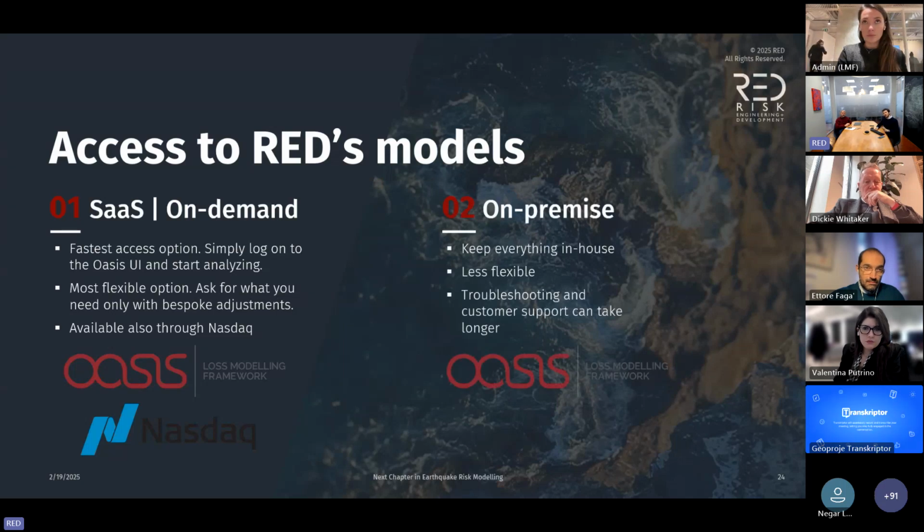On-premises instead is a slightly different beast, where we would be deploying the model on your premise, so you have everything in-house. Naturally, it's less flexible, and you would be working with certain components that are predefined rather than really handcrafted. It might be a little bit more difficult to troubleshoot, and customer support takes a little bit longer, but you have everything in-house. So these are the two options.